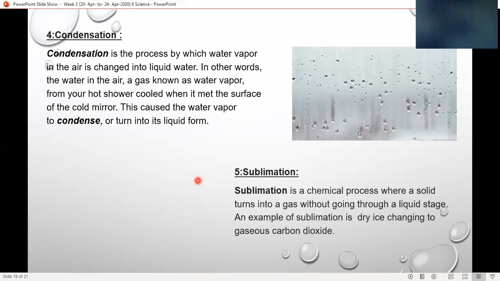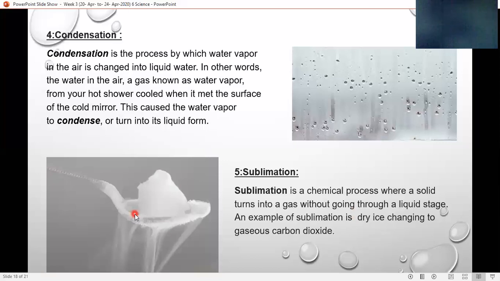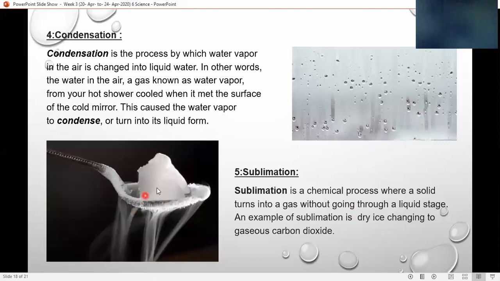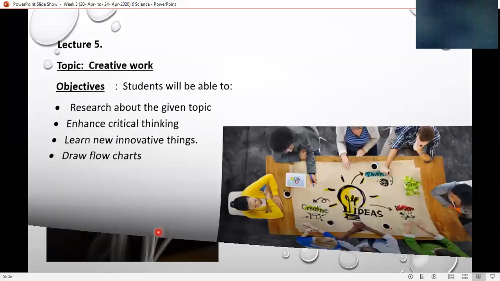Okay, sublimation. Sublimation is the process in which a solid directly turns into gas. So it is dry ice. You can see this is a solid, and without turning into a liquid it directly turns into gas. This phenomenon happens very commonly in the northern areas because there is so much ice and you can find the ice gases.